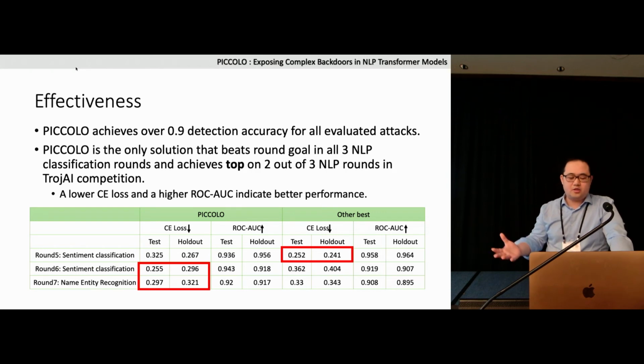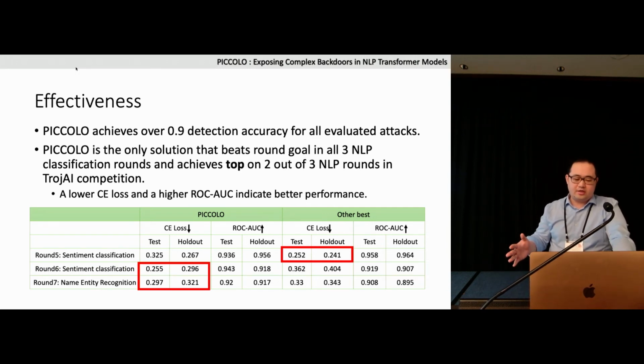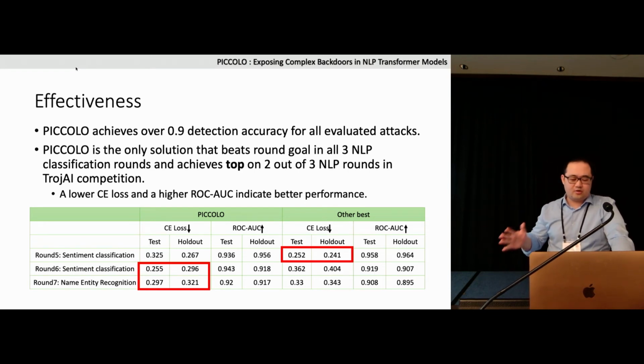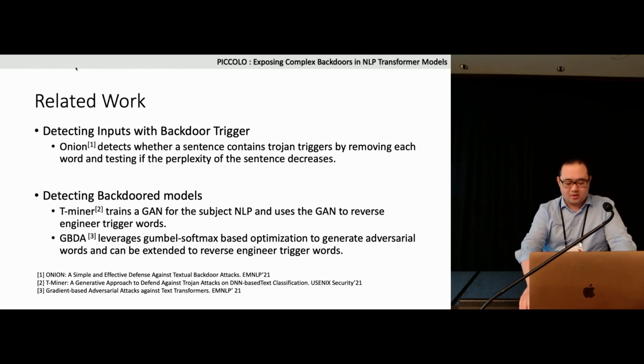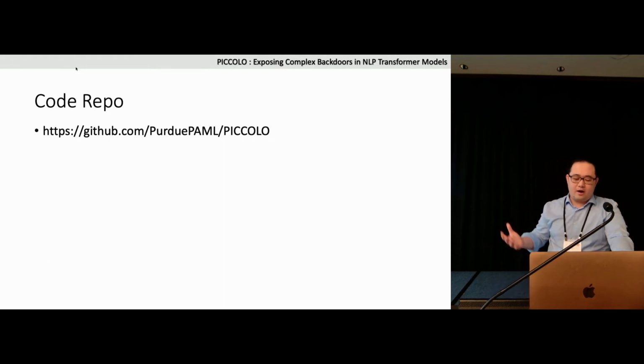The TrojAI competition released 2 metrics to measure the scanner's performance: CE loss and ROC AUC. A lower CE loss and a higher ROC AUC indicate better performance. As you can see, on round 6 and round 7, our method PICCOLO is the best among all the participants. This is related work to our method. Due to the time limit, I will skip this. Also, we share our method and our TrojAI submissions on different rounds in our online code repo.